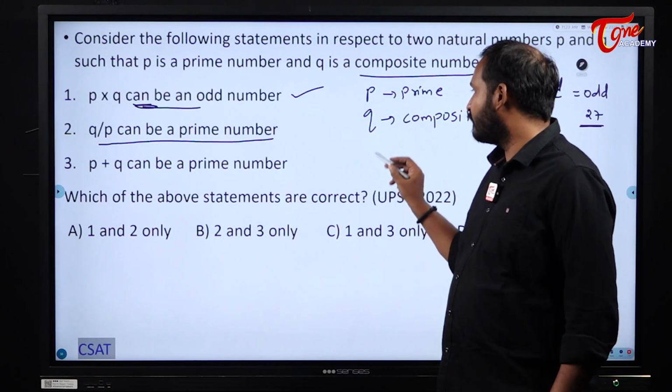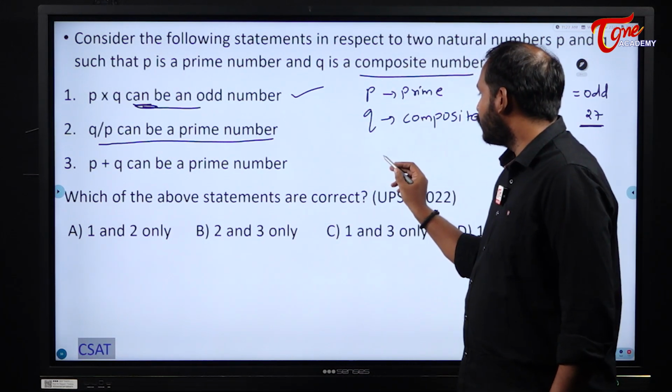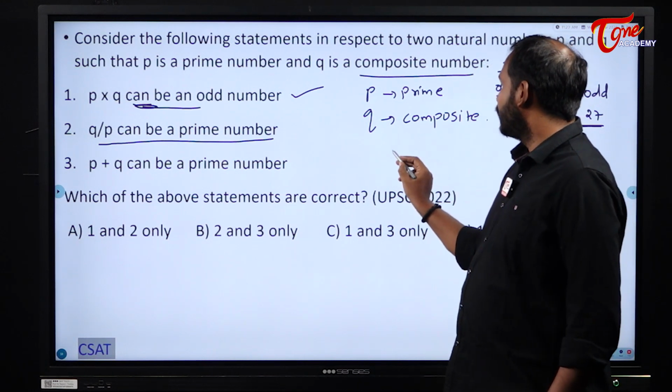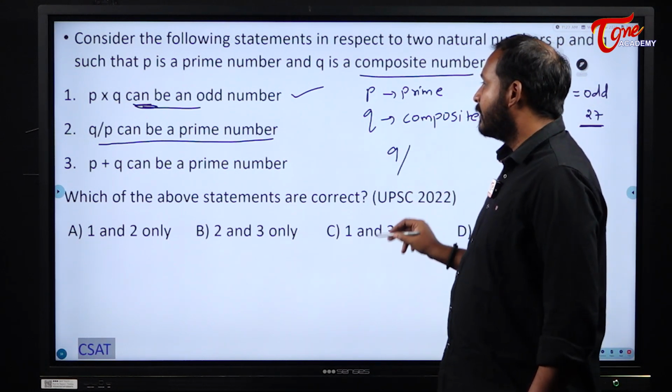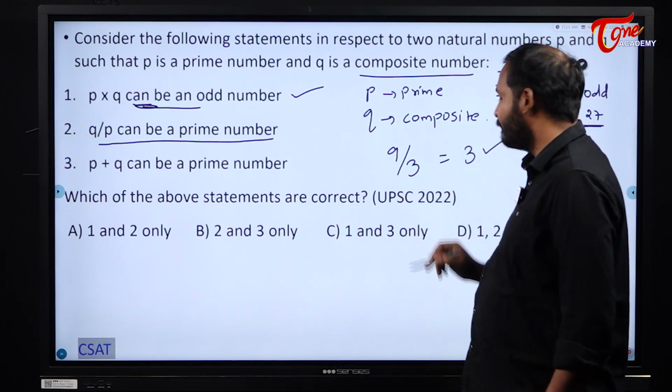So what are the values I can take? Q is a composite and P is a prime number, right? So I will take the same values. Q as 9 and P as 3. 9 by 3, what is it? 3. This is a prime number.